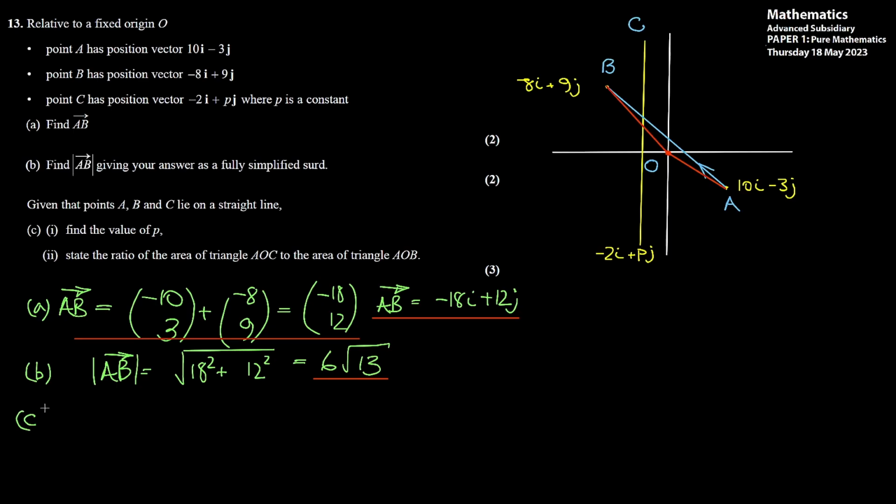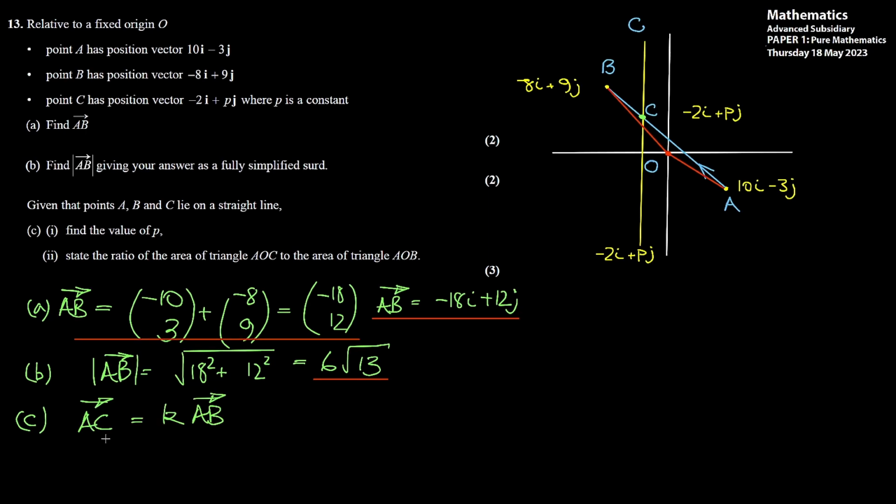So part C. So we're now told that A, B and C, this now being C, and if C lies on AB, it must be the fact that AC is a proportion of AB. So writing that down, we get this. AC is a proportion of AB. AC is the journey from A to C. And this in column vector terms is this position, take away this position.